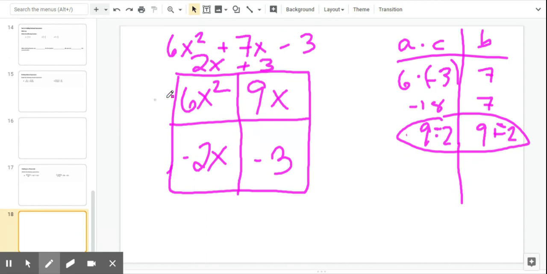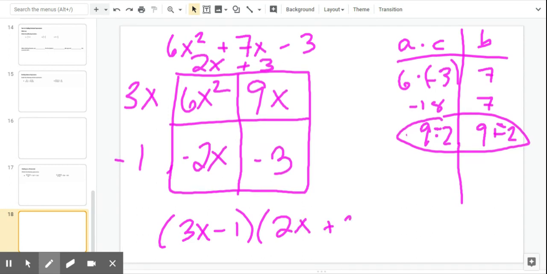And then if I'm going horizontally, we have 6x squared and 9x. I can take a 3 out of both of those and an x. And then down here, this first box is negative, so this is going to be negative. And the only thing I can take out of that is a 1. So our factors are 3x minus 1 times 2x plus 3.